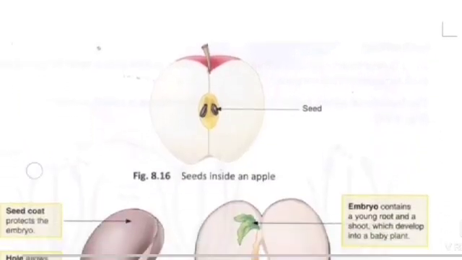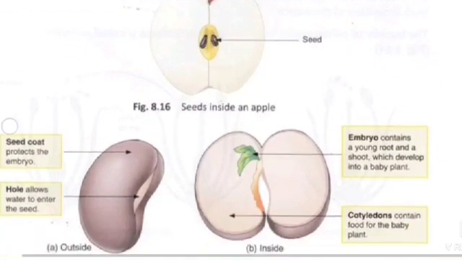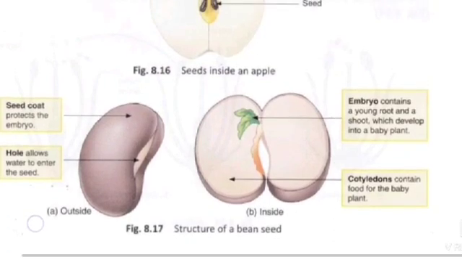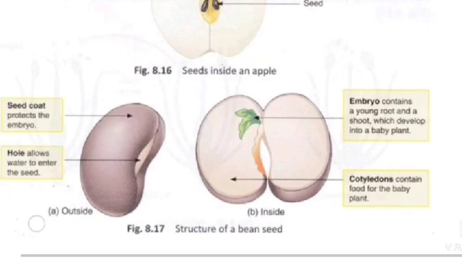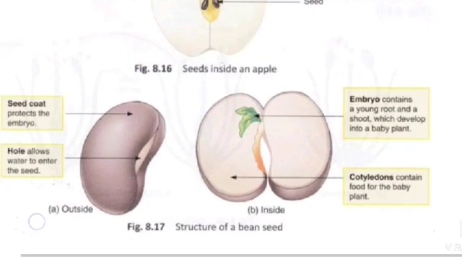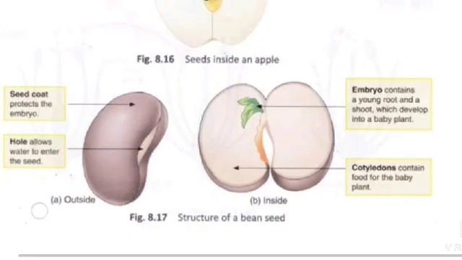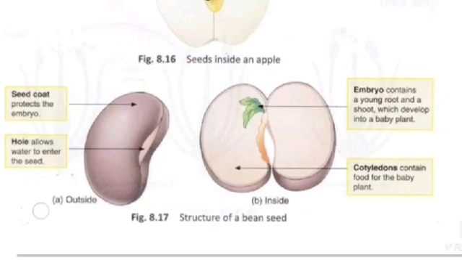Seed inside the apple. The seed coat protects the embryo. The hole allows water into the seed. The embryo contains a young root and shoot which develop into the baby plant. The cotyledon contains the food for the baby plant. The outside of the seed and the inside of the seed.